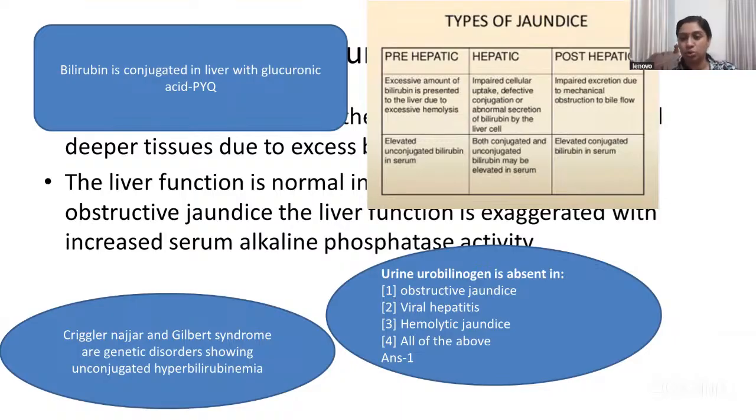It is converted to urobilinogen, which is excreted from the kidneys, and some amount is also excreted via the feces. In obstructive jaundice, this conjugated bilirubin is not reaching the intestine, and hence it is not acted upon by the bacteria, and hence urobilinogen in no way appears in the urine. Okay, because of the obstruction. That's why in obstructive jaundice, urine urobilinogen is absent, because the conjugated bilirubin is not reaching the intestine because of the blockade in some part of the biliary system.